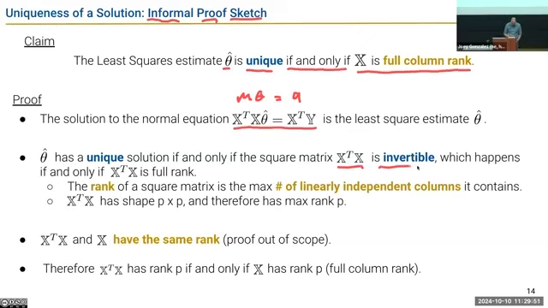And it's invertible if and only if X transpose X is full rank. The rank is the number of linearly independent columns of that matrix, here the matrix X transpose X. Okay. This actually applies to X as well. So we need X to have full rank P.